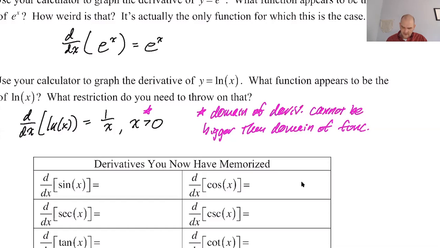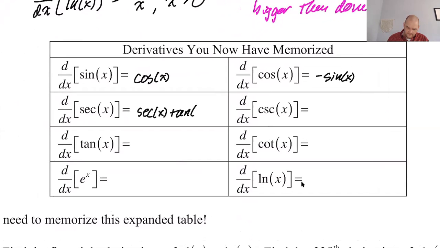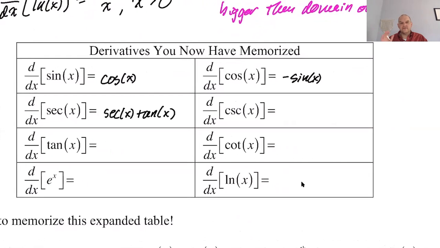So here is a little table of the derivatives that we now have memorized. That's good. So let's fill it in. So sine, the derivative is cosine. Cosine, therefore, is negative sine. So it's a negative and then the cofunction. Secant is secant tan. So sectan is not a function. A lot of people want to write sectan of x. That's not a thing. You have to write secant of x, tan of x.